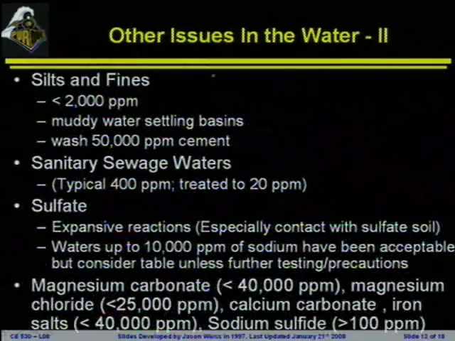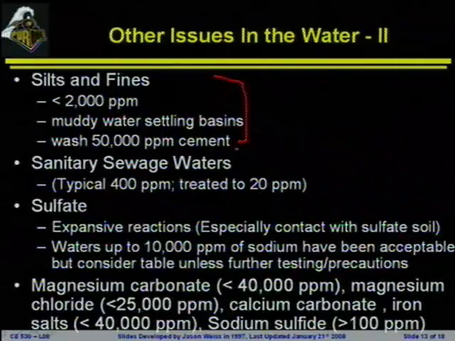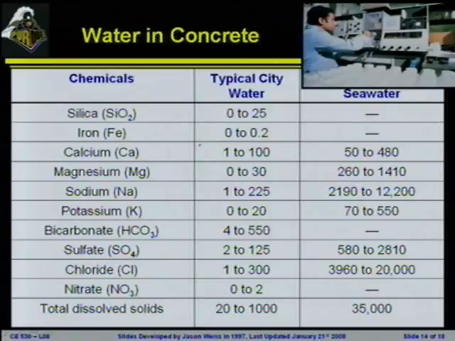Silts, you want to try to keep silts out. You want to make sure you're using quite a bit of settling basins. Sulfates will cause expansive reactions. You typically want to limit the amount of sulfate that's inside of the water, limit some of these other materials down here. Here's a general typical city water.